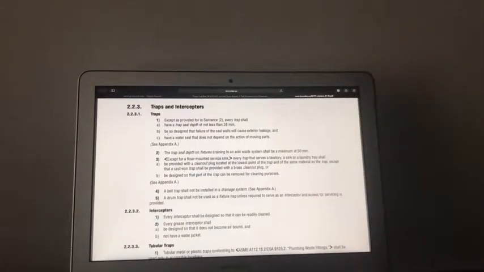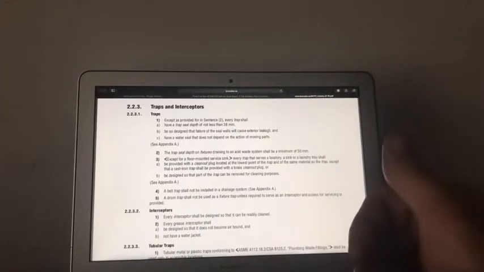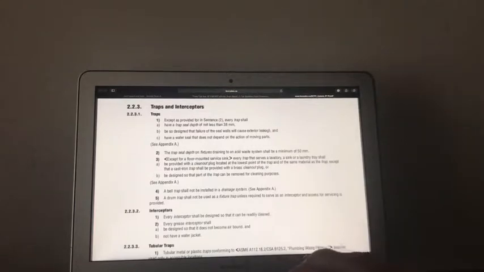And these traps shall be designed so the failure of seal walls will cause exterior leakage. Obviously, underneath our kitchen sinks and our sinks for our lavatories, we're going to have a union gasket style removable trap. And underneath the floor for showers and bathtubs, those will always be solid. So we'll be either gluing it or it'll be solid cast iron.